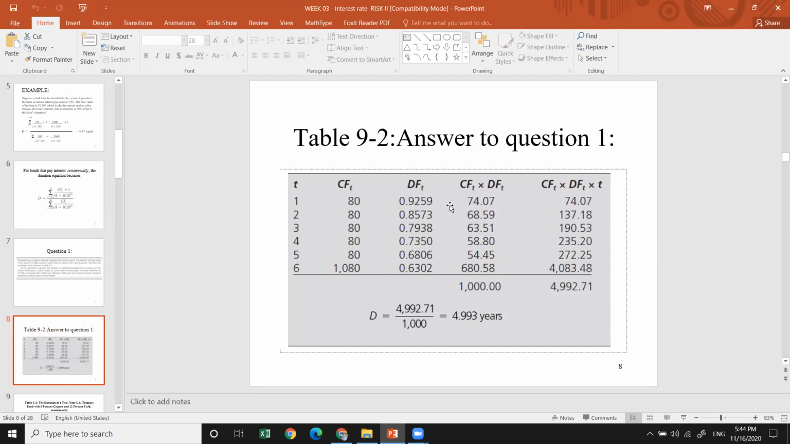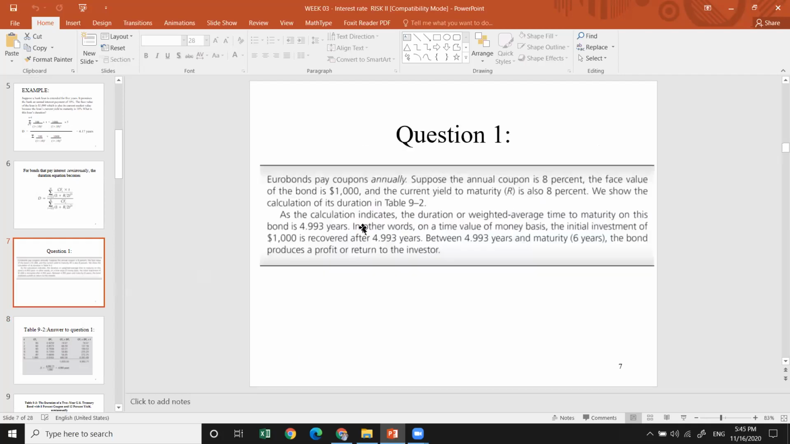They multiply by this value. And if you don't want to do double work, just take 80 divided by 1 plus the YTM to the power t, and you will get this directly. Whatever number you get, you multiply by the number of the period that you are in. If you're in the 5th year, you multiply by 5. And our rate, as we can see, is 8%.